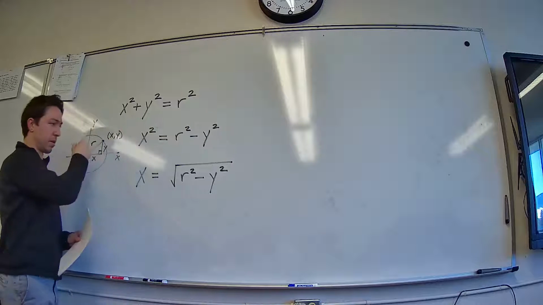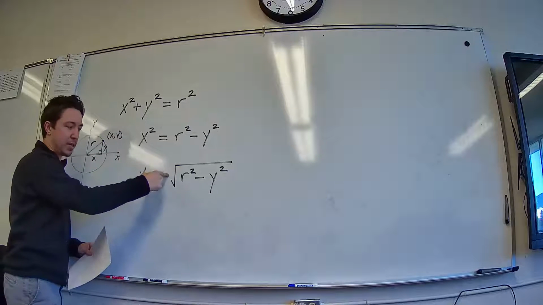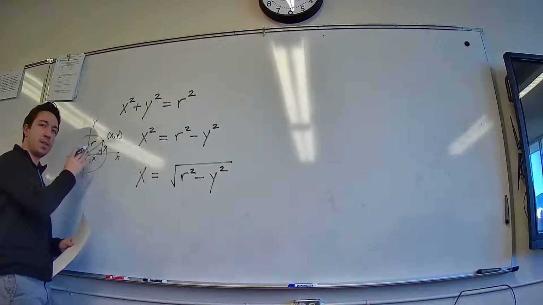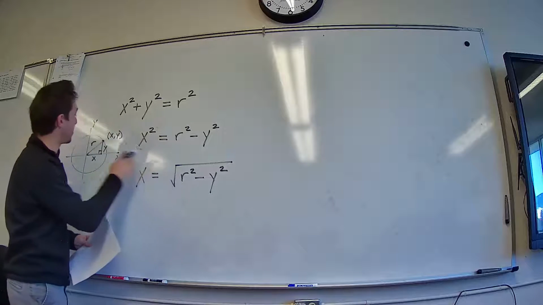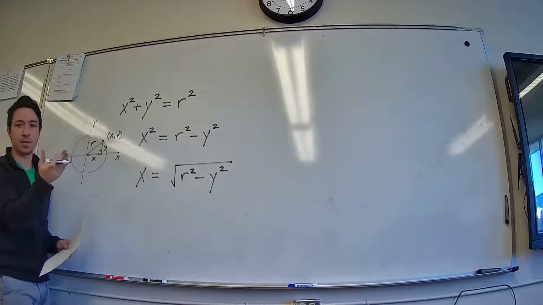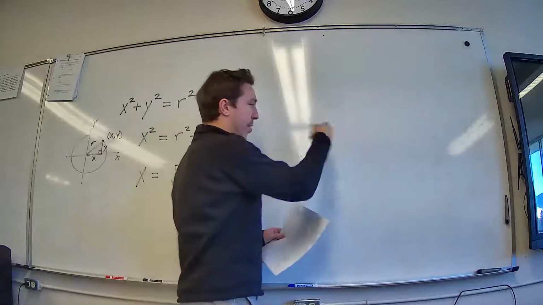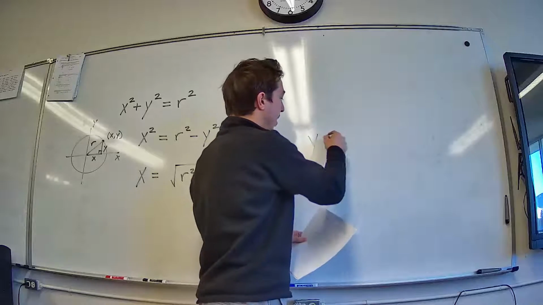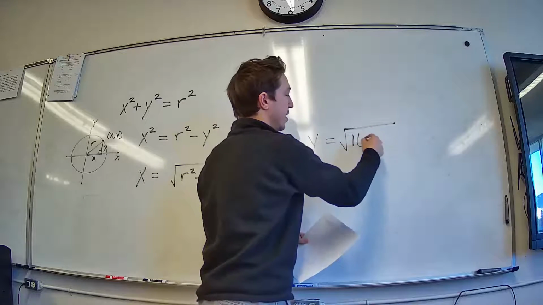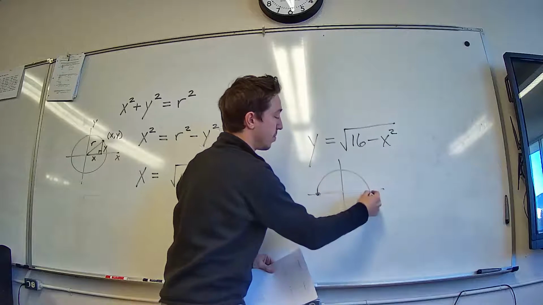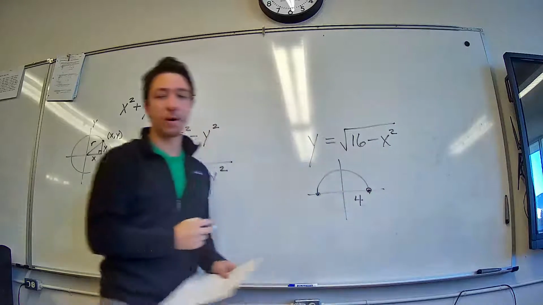Anyway, if you're wondering about the circle connection here, if you put a plus or minus there, you would retain the whole circle, and if you don't put the plus or minus, you'd have basically half of the circle. For example, if I go to Desmos and graph y equals the square root of 16 minus x squared, what I would get is half a circle of radius 4.